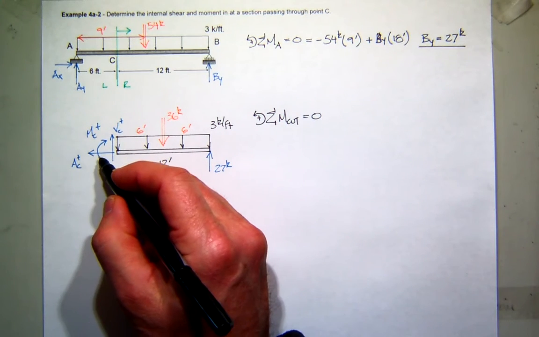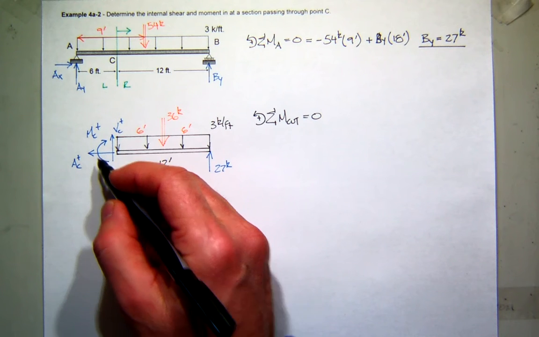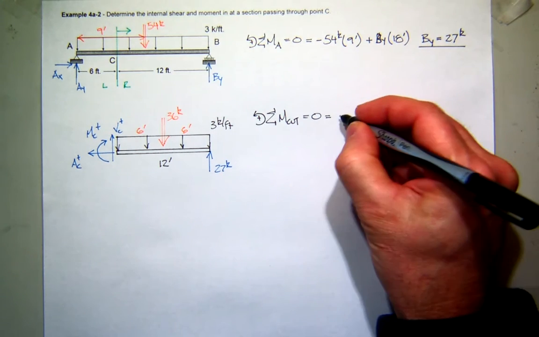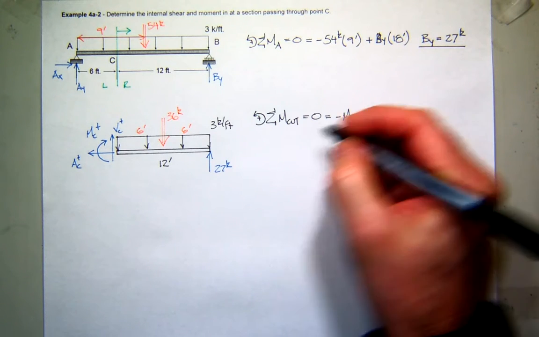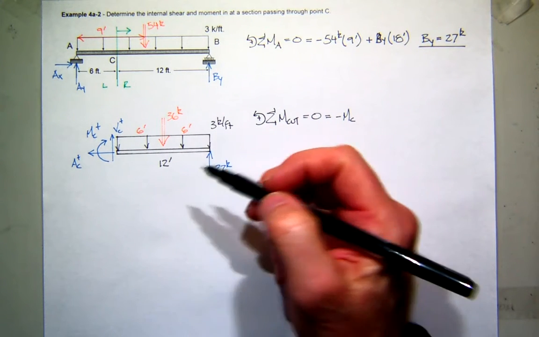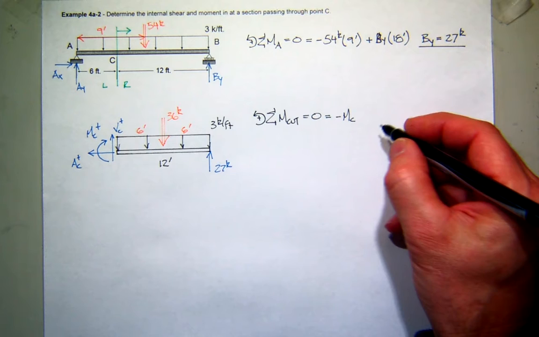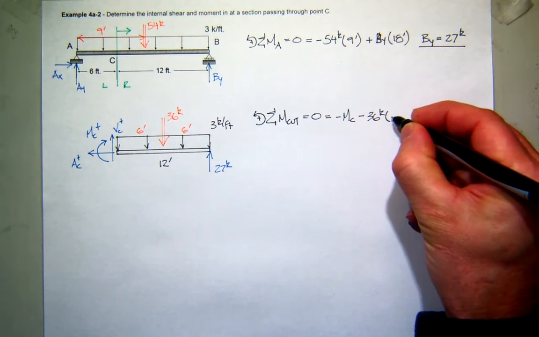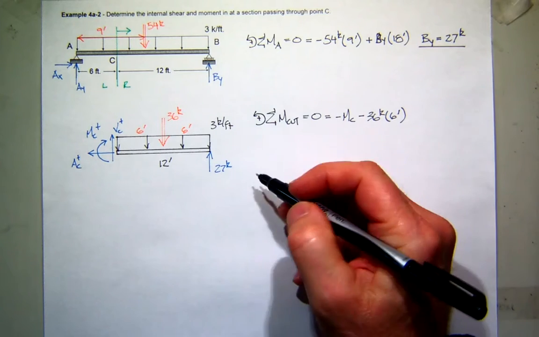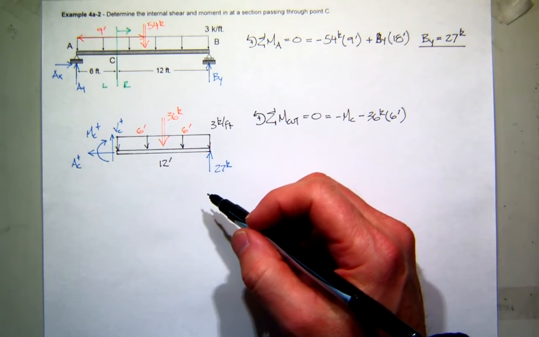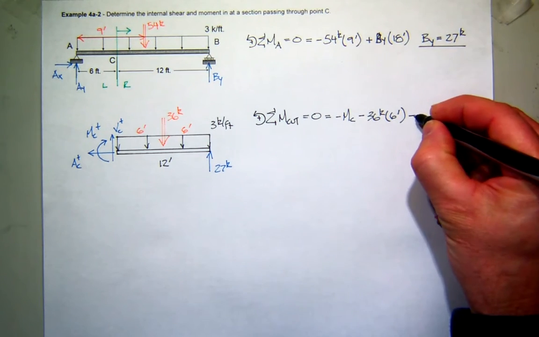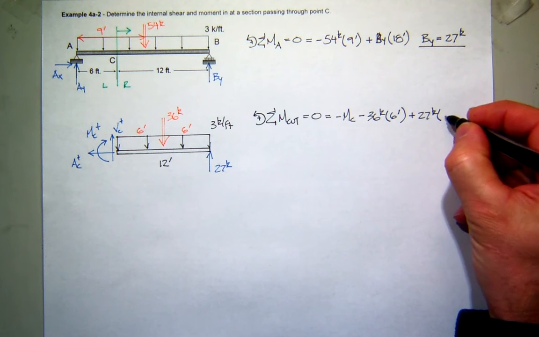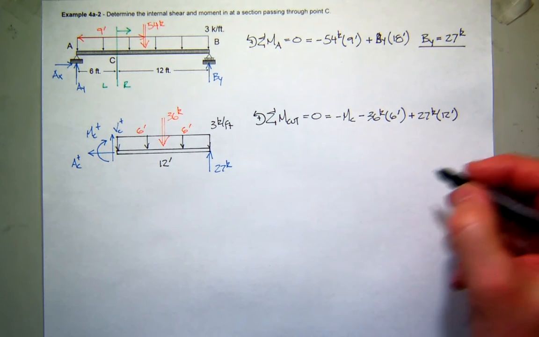Starting with the internal moment on the left-hand side, is that positive or negative moment with my sign convention? Negative. What about the 36 force, positive or negative? Negative. So negative moment, the force is 36, the moment arm is 6, and then the reaction force is in the opposite direction, so it's going to be positive. That'll be a force of 27 kips and a moment arm of 12 feet.